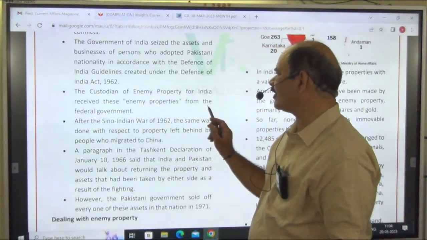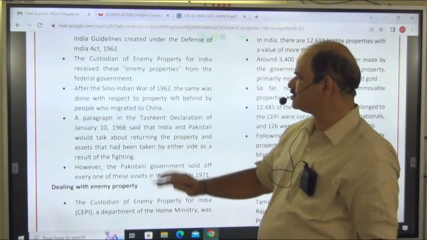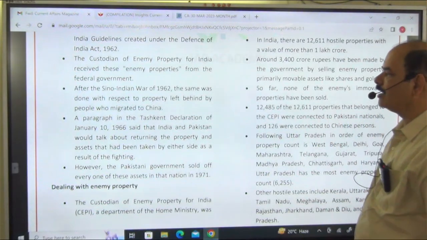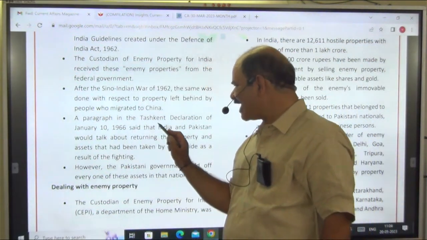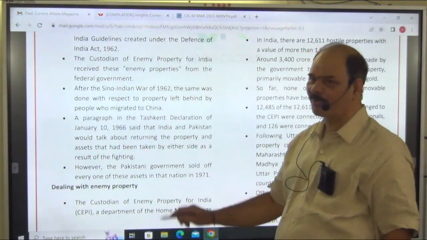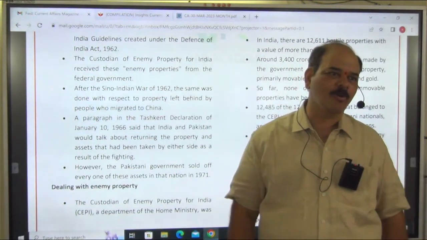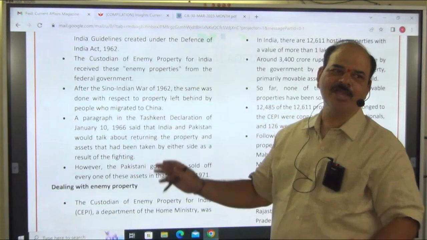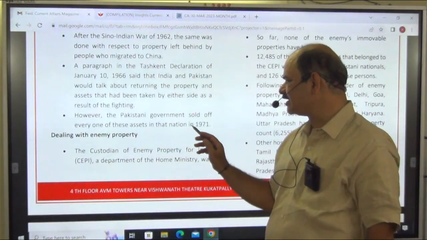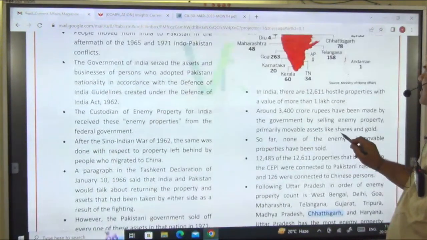The custodian of enemy property for India received these enemy properties from the federal government. After the Sino-Indian War of 1962, the same was done with respect to the property left behind by people who migrated to China and Pakistan. Now, you have to remember, a paragraph in the Tashkent Declaration of January 10, 1966 said that India and Pakistan would talk about returning the property. But in spite of this agreement, Pakistan has violated it and they have sold the properties of Indians in Pakistan. And accordingly, we have reacted. However, the Pakistani government sold off every one of these assets in that nation in 1971, dishonoring the agreement. Now, the Indian government is selling these properties.